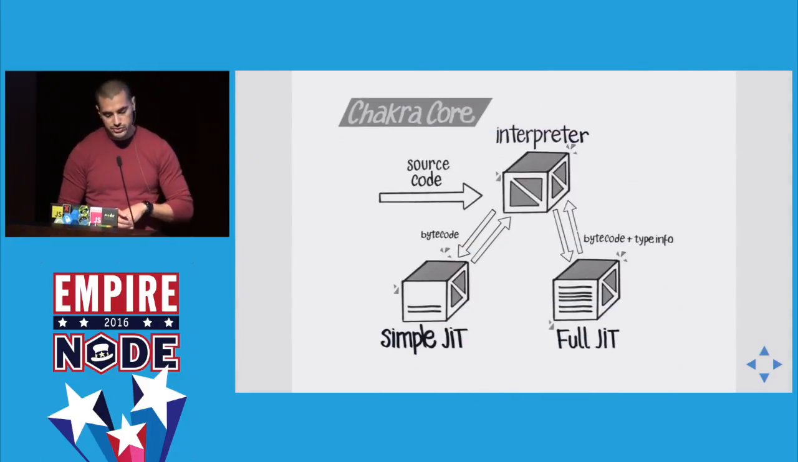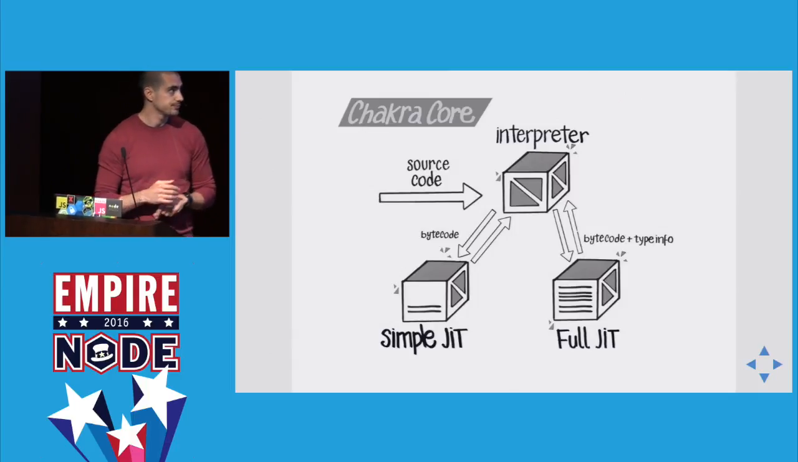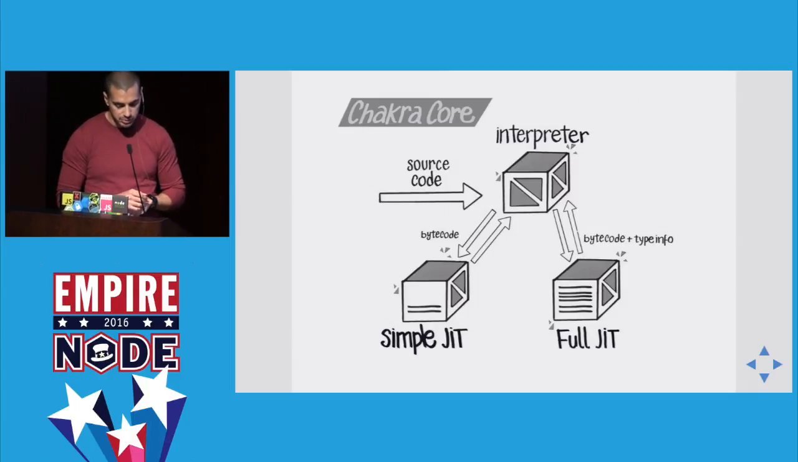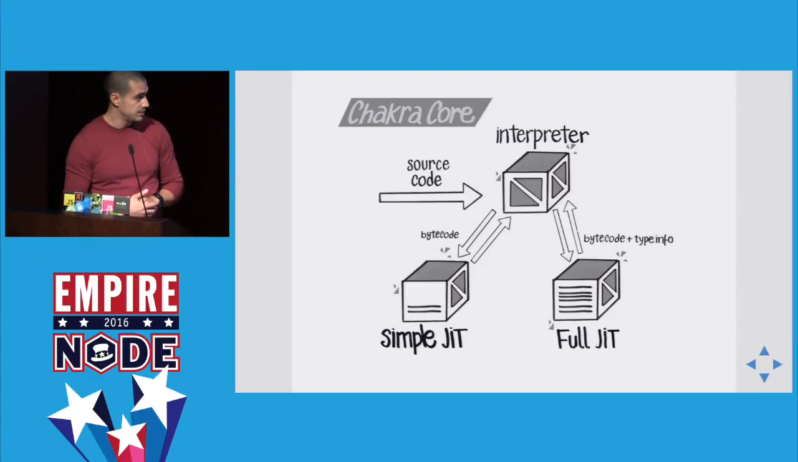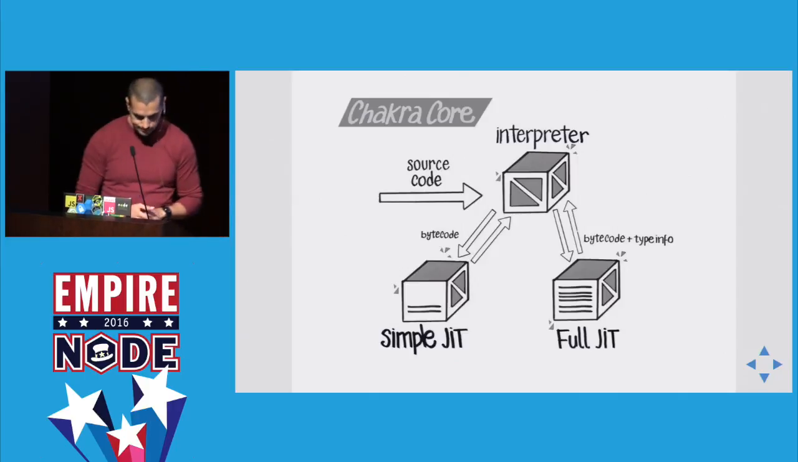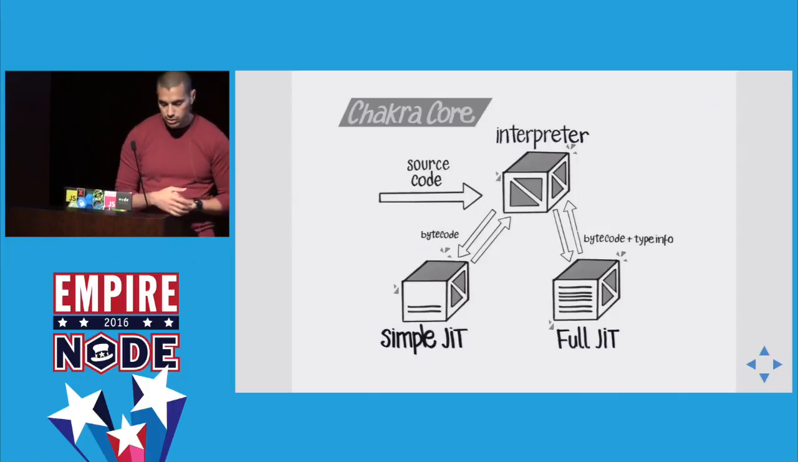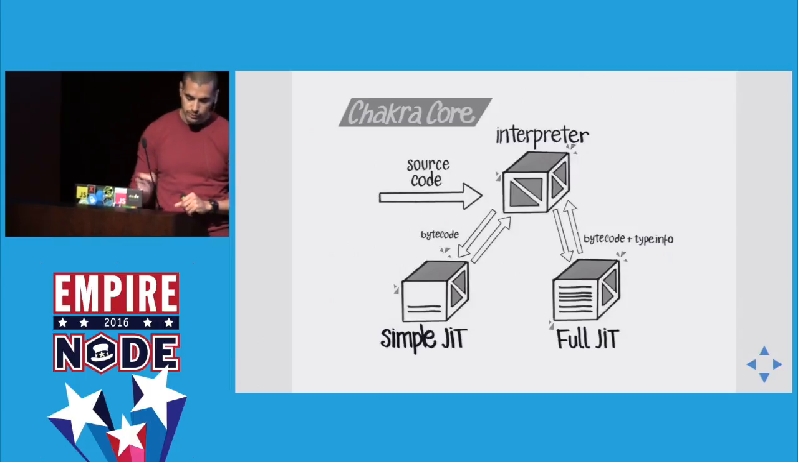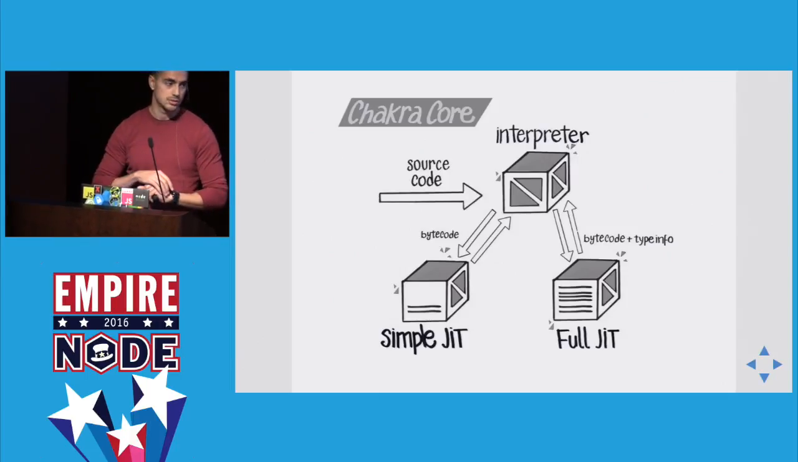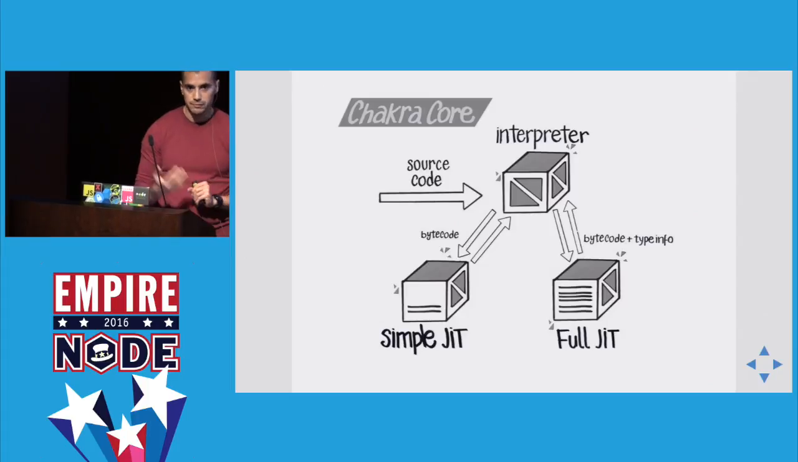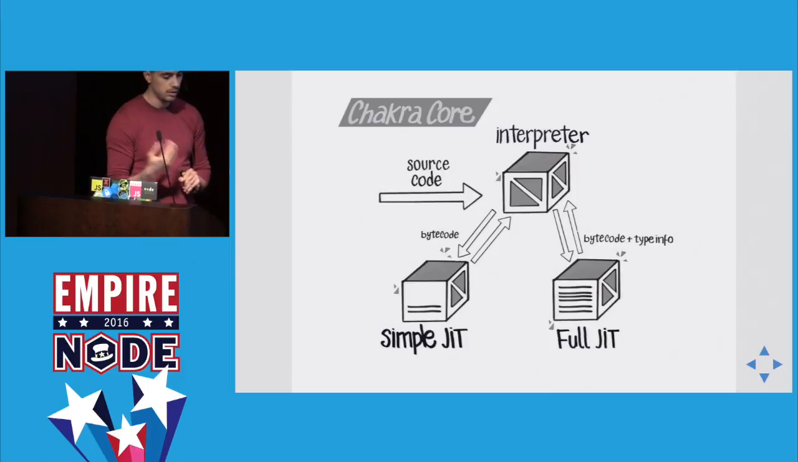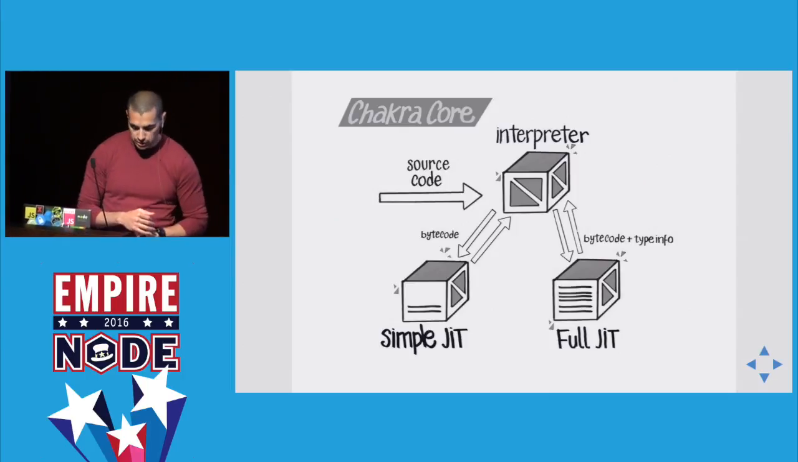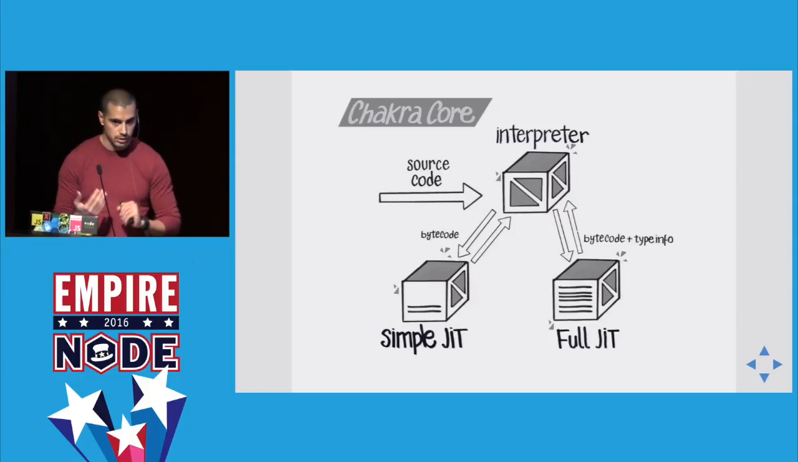Chakra, the engine that powers Edge, shares a similar architecture. It has an interpreter, a non-optimizing compiler, simple JIT, and an optimizing compiler on the bottom right. The interesting part about Chakra is that it can fire additional threads to compile or to run the garbage collector. Say you're running the engine on a 4-core CPU. In theory, you could take advantage of that and compile your code on 3 different cores, or run the garbage collector on 3 different cores, or a mix of both.